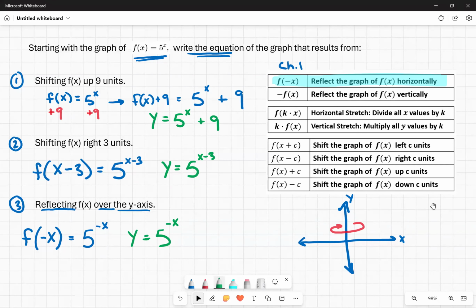Again, this is not new material. This is a review of something a couple of months back that we can apply to any function. Graph transformations we could apply to any function. In this case, we're applying it to an exponential function. All right, hope this was helpful.